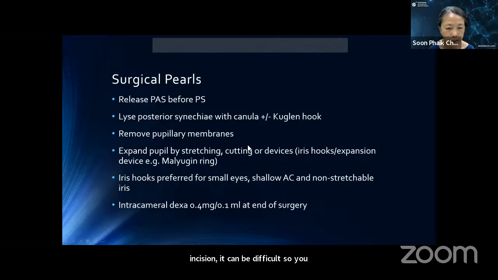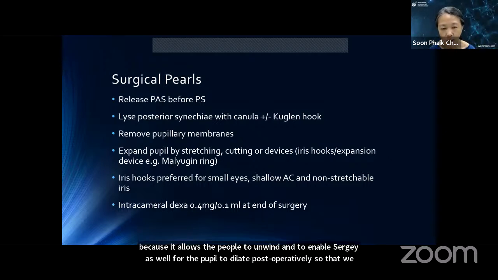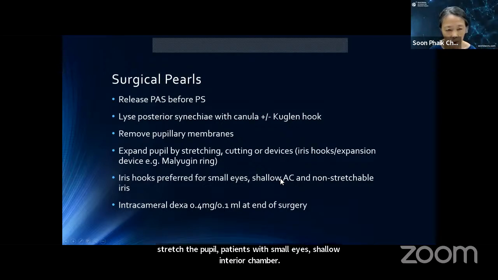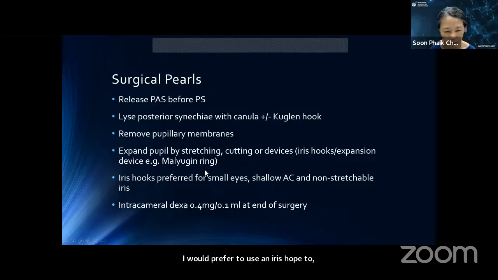If there are pupillary membranes, I always like to release them because it allows the pupil to unbind and enable surgery, as well as allowing the pupil to dilate post-operatively so that we can examine the retina easily. Expand the pupil by stretching, cutting, or using devices like what I showed. If it's not easy to stretch the pupil, in patients with small eyes and shallow anterior chamber, I would prefer to use an iris hook or a device like a Malyugin ring that has a fixed pupil expansion size.